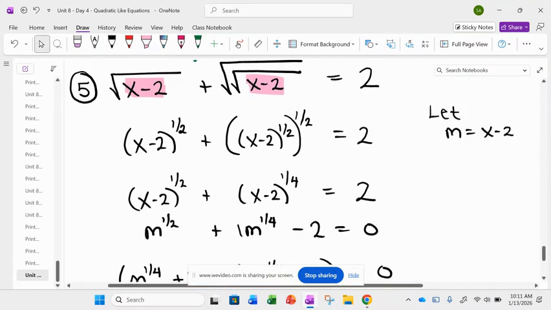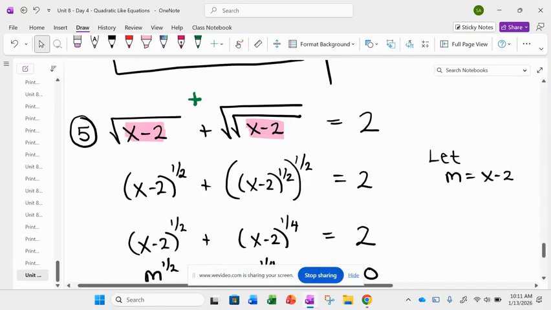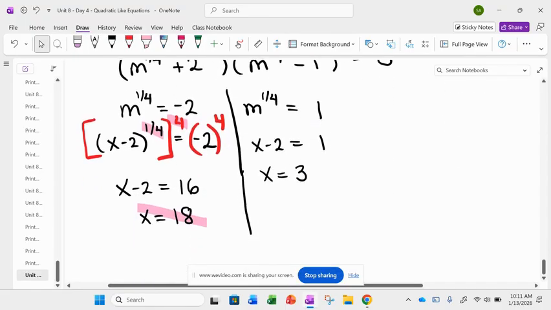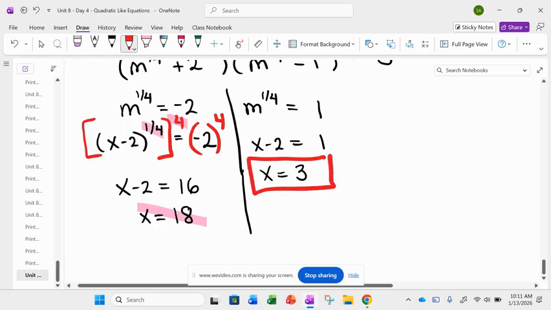So let's plug in that 3. 3 minus 2 is 1. Square root of 1 is 1. Square root of that 1 is still 1. 1 plus 1 is 2. Does that answer work? Yes. So we have one solution here, x equals 3. All right, I have 2 more problems I want to show you.